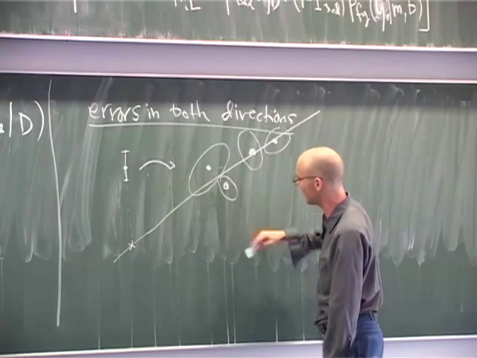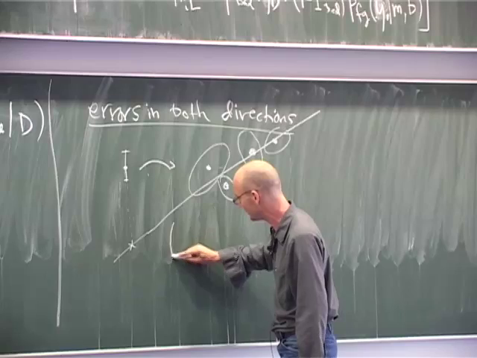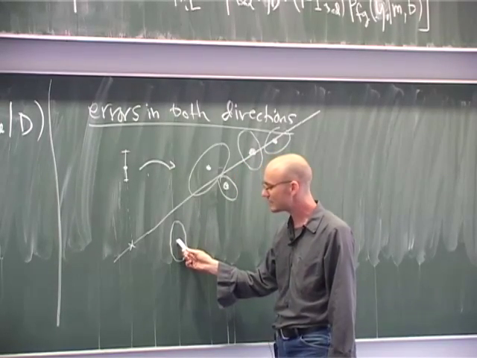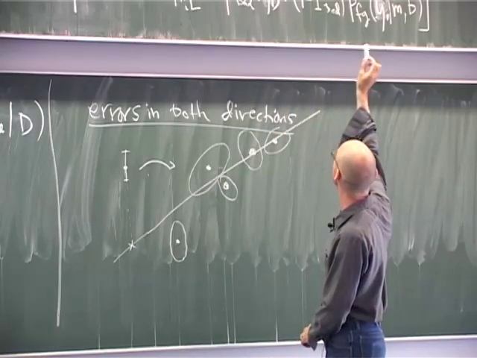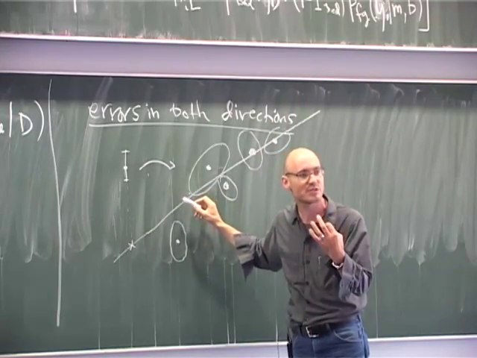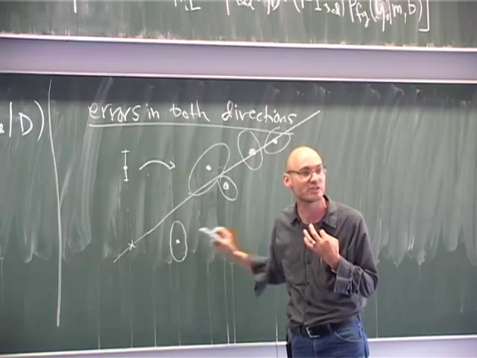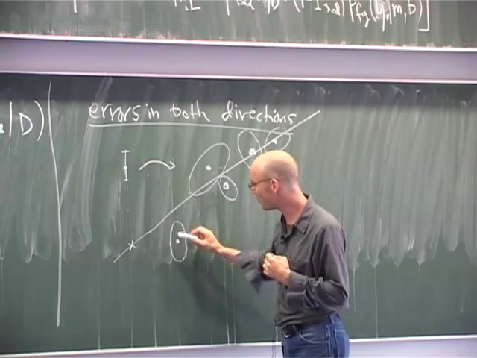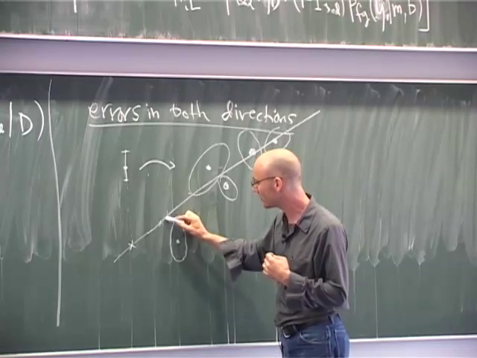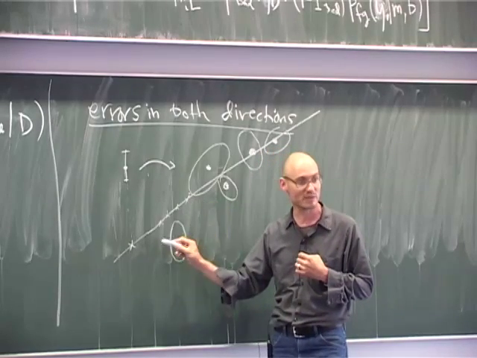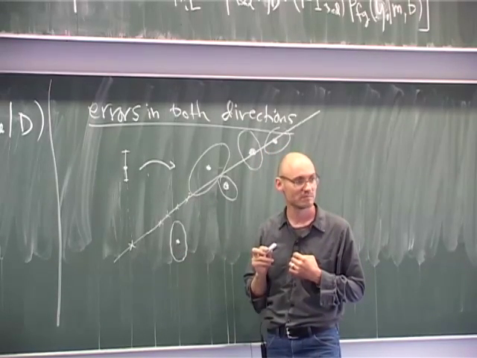Consider this data point. Actually, let me draw a more isolated data point. Consider this data point. This data point is thought to be something that truly comes from this straight line, but it's been offset from its true position by a two-dimensional Gaussian error. Right? So that means this data point could come from here, could come from here, it could come from here, it could come from here. Right? Any of these are possibilities.